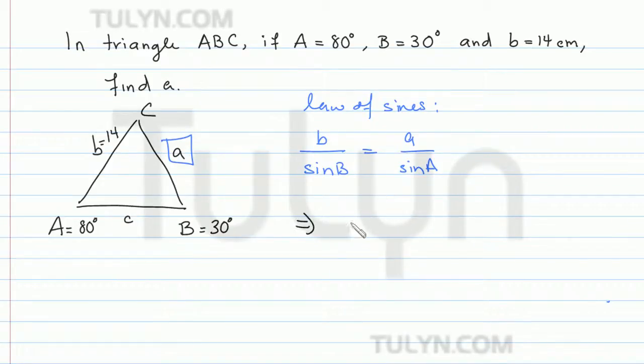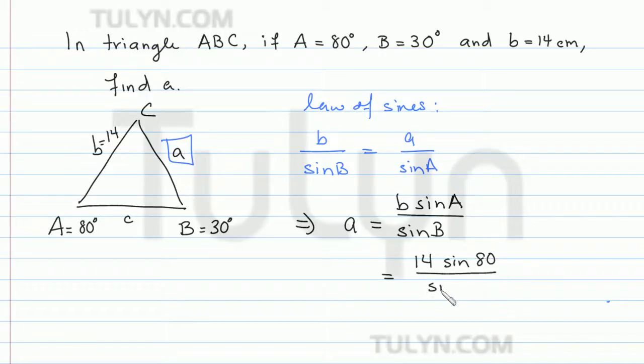So now, solving for a in this expression, let's multiply both sides by sine of A. So we get b times sine of A over sine of B is equal to a. So now we have all the values that we're looking for, right? So let's just plug them in. So b is 14 times sine of A, which is 80, over sine of B, which is 30.